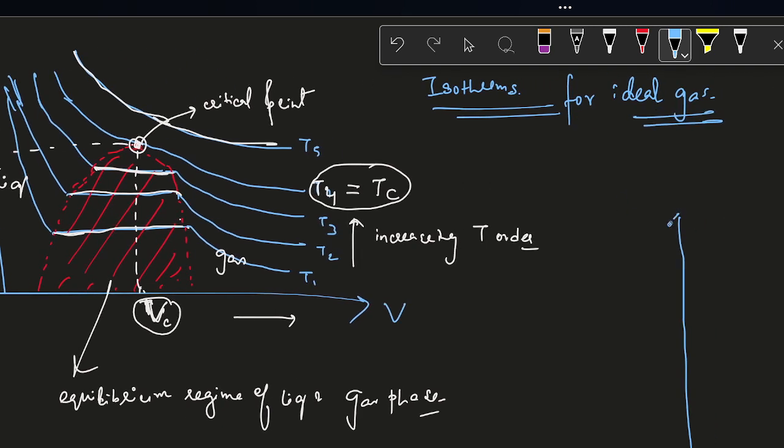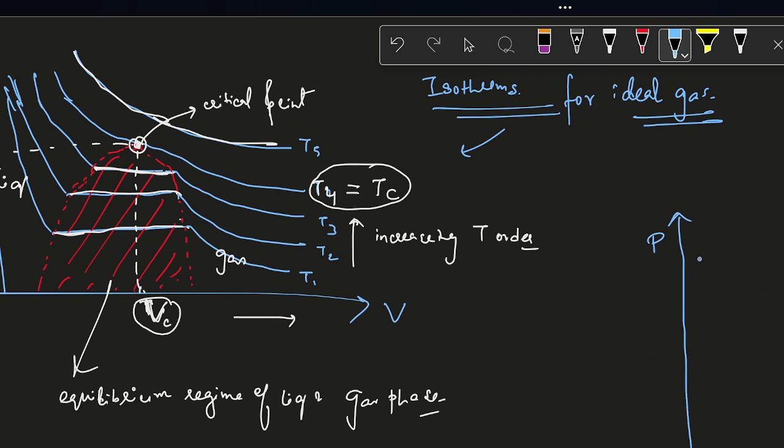Okay, so let us draw it by ourselves. Again, this is a P versus V diagram that I am going to draw. Because this is a van der Waals gas, now let's say the previous one was for ideal gas, and the one that we are drawing right now is a non-ideal or van der Waals gas.